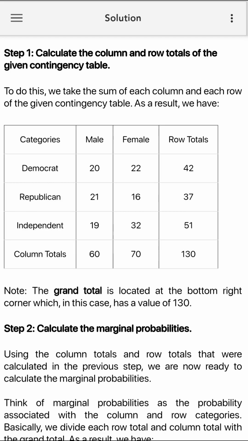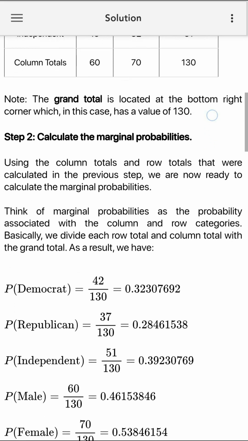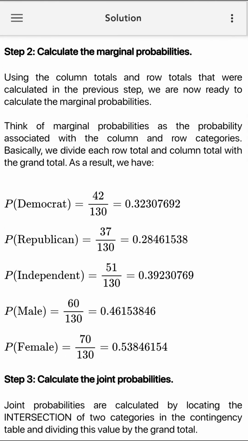It is also important to note the grand total located at the bottom right corner of the modified contingency table. In this case, the grand total is equal to 130, which represents the total number of respondents to the survey. In step 2, we now calculate the corresponding marginal probabilities. Basically, we divide the corresponding row and column totals of the various categories by the grand total.